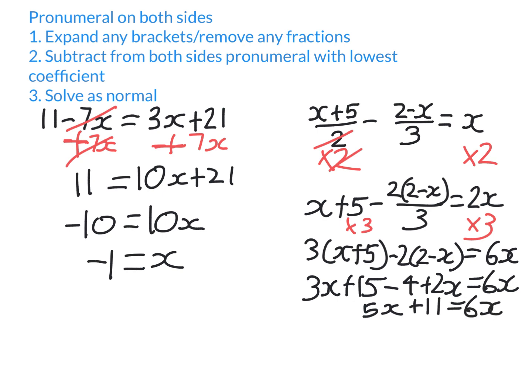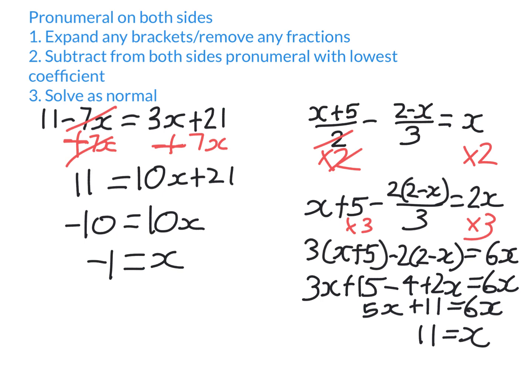All right, now we're going to go to step 2, subtract from both sides the pronumeral with the lowest coefficient. So this one, 5x, is clearly a lower coefficient than that. When I subtract 5x from both sides, I get 11 equals x. That is my final answer. If you are to substitute x here, here, and here for 11, you get a true statement.